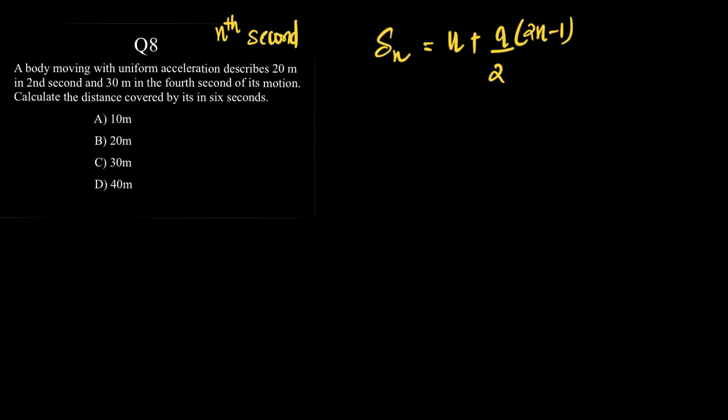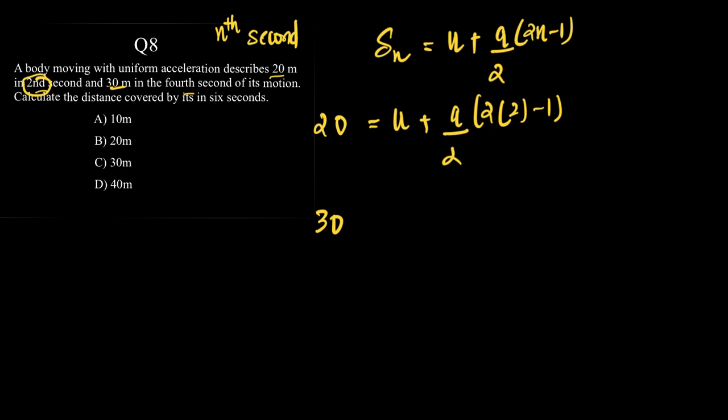So the question says that it covers 20 meter in the second second, which means 20 is equal to u plus a by 2 into 2 into 2 minus 1, so n is 2 minus 1. And 30 meter in the fourth second, which means 30 is equal to u plus a by 2 into 2 into 4 minus 1.